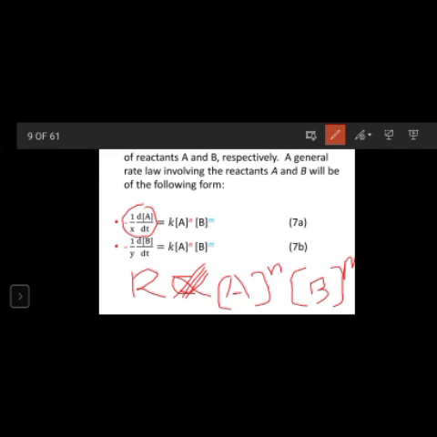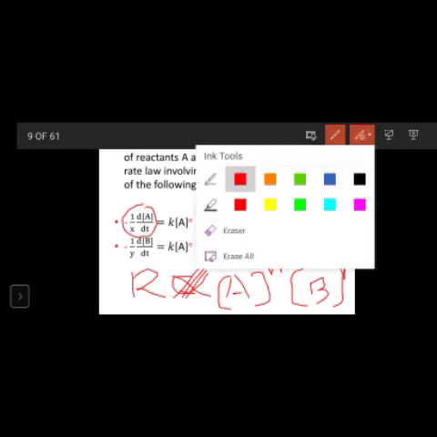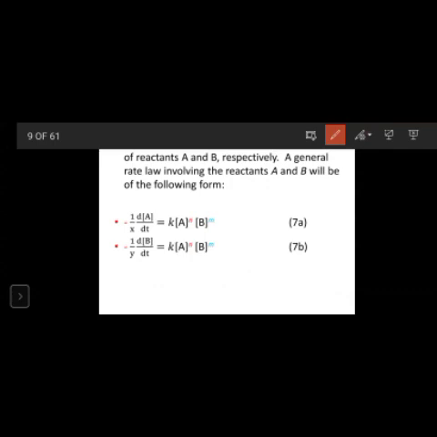So instead of using 7A, I can use 7B. But everything on my left-hand side that I've just circled stands for rate, including the negative sign. Okay. So I've removed it now. So I'm going to another.